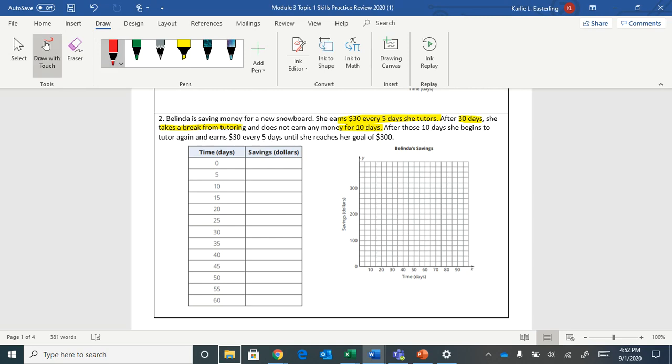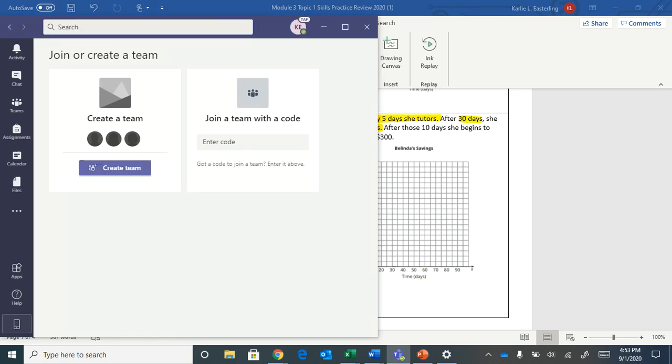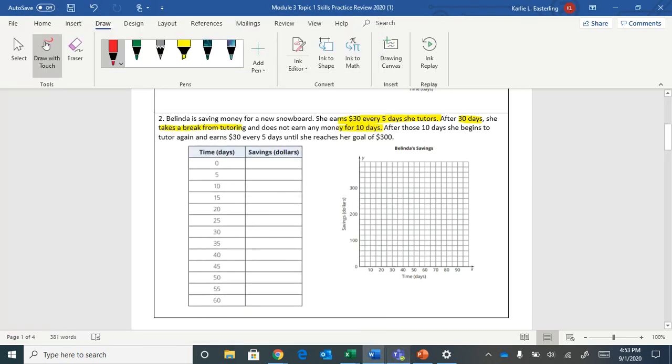So whenever we're starting tutoring at 0 days, we have not tutored yet, so we're going to have $0 because we haven't earned anything. We haven't tutored at all. And then after 5 days, we're going to have $30. And then another 5 days, so we're going to add 30, which we added 30 here as well. We're going to be up to 60. Then we're going to add 30 again, be up to 90. Add 30 again, get me to 120.